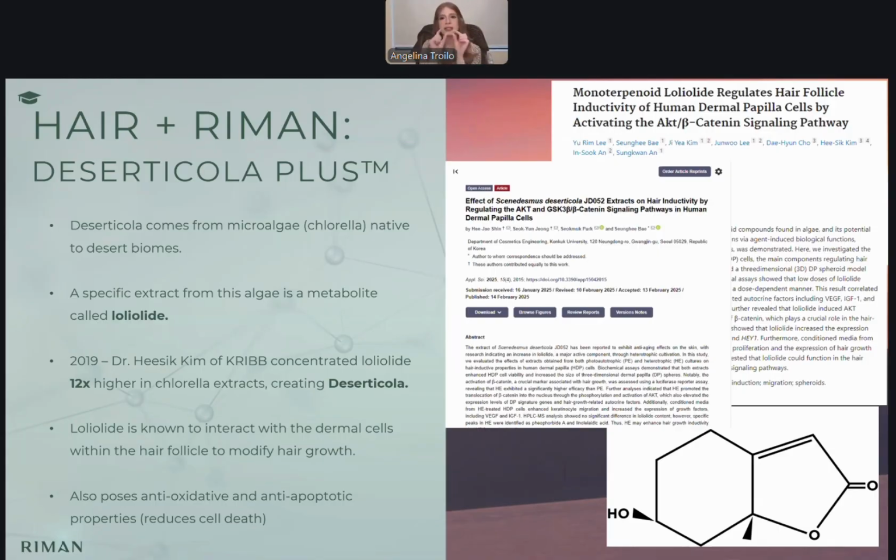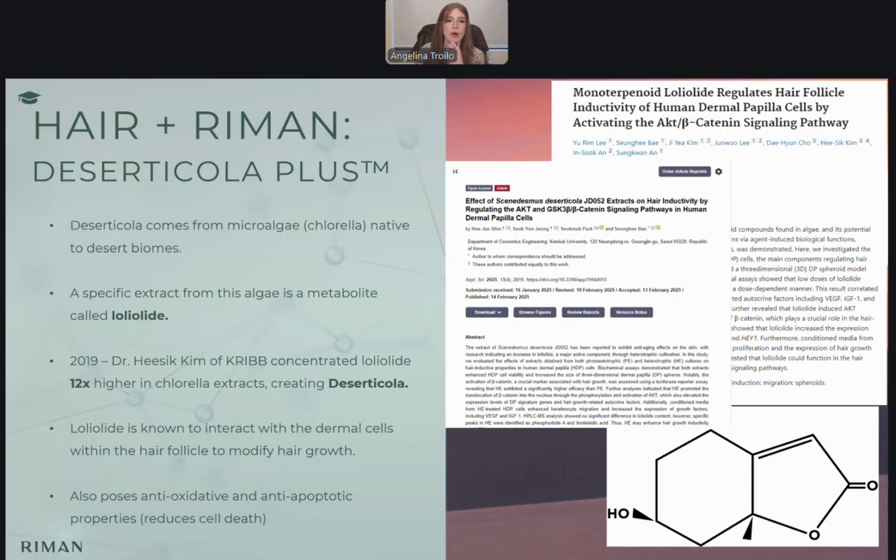So essentially, that's an in vitro study. It's not directly applied on a human, that would be in vivo, but we still use human skin cells, so to speak, to test its effects on hair inductivity. So the deserticola is included in all three products, and it is really intended to not only maximize scalp health, but hair health as well.